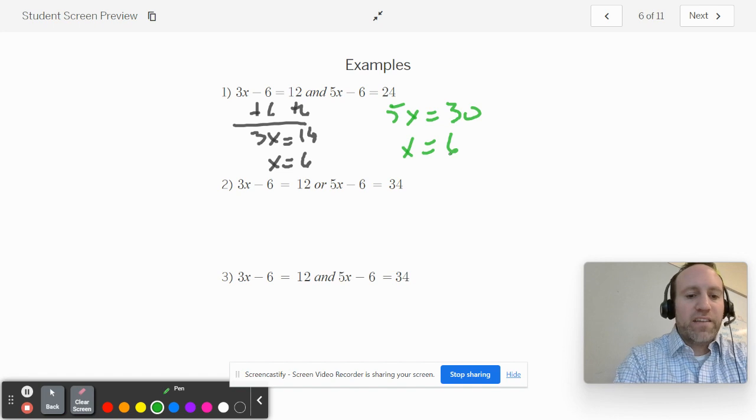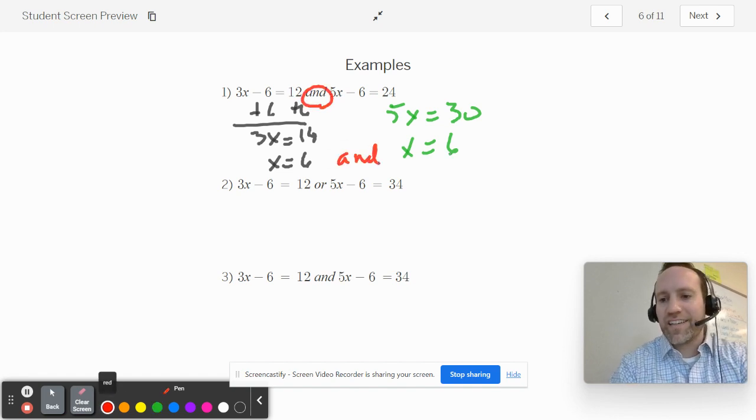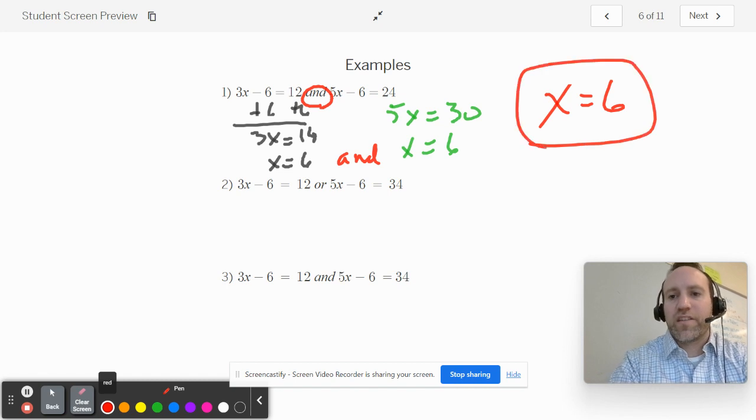And we have this and statement in the middle. So x equals 6 and x equals 6, that's all good, right? We got the same answer for both. That means x equals 6 is our answer. That's a good thing. So again, as long as both parts are true, x equals 6 and x equals 6, you're good. Let's look at maybe the bottom one.